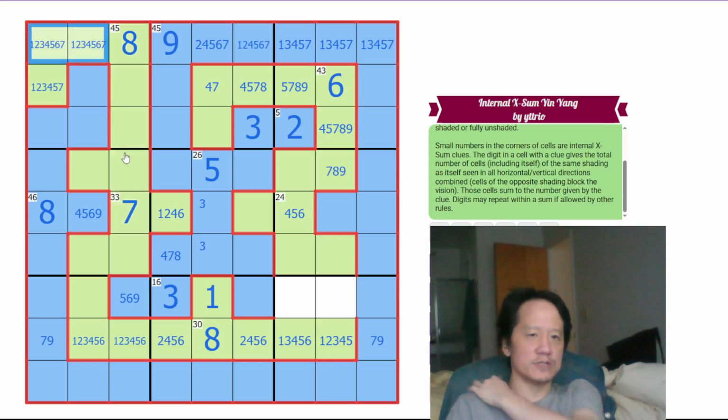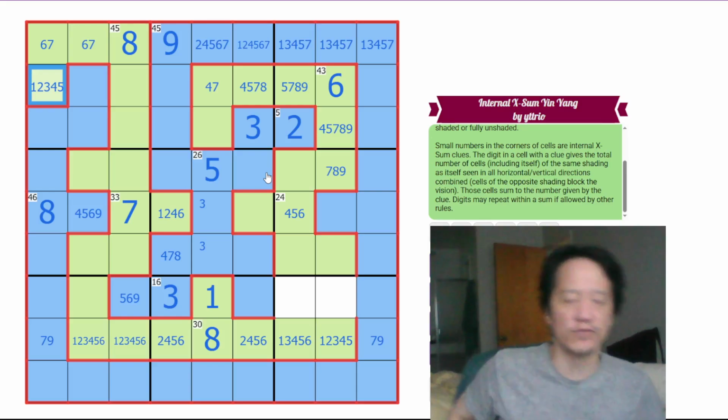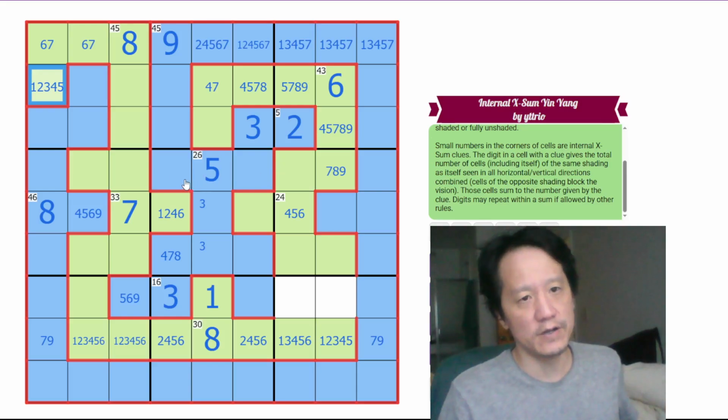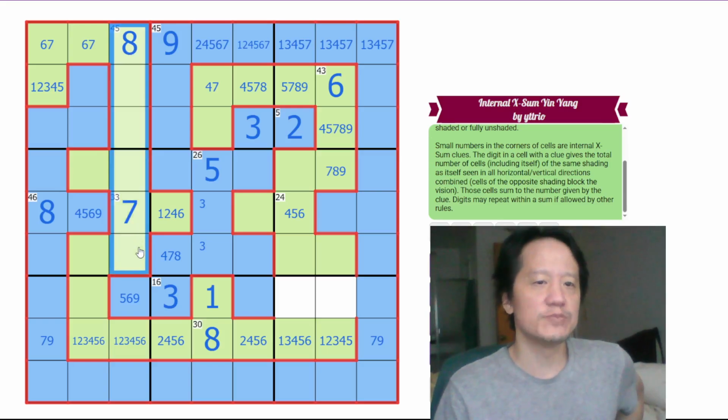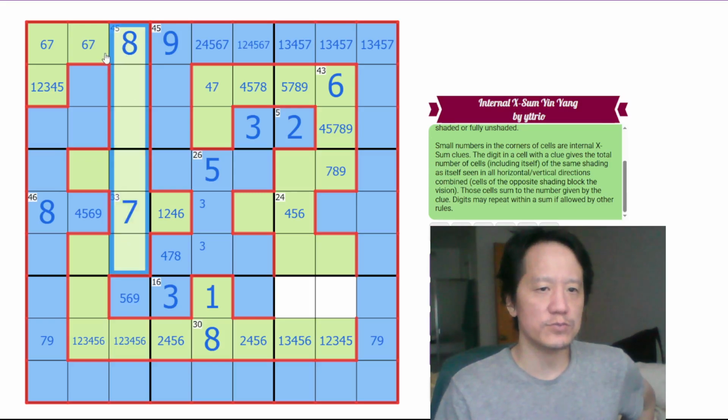Which means these 2 digits must add up to 13. So this must be 6 and 7, which eliminates 6 and 7 in the rest of the box. This then must add up to 32, right? Because 32 plus 13 adds up to the maximum of 45. This is at maximum 32. So since this is maximum 32, this is minimum 13. Therefore, we know this is 32 plus 13 to add up to 45.